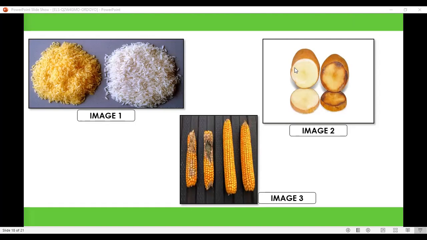Ma'am, for image one, I think the GMO is the golden rice, while the white rice is the naturally grown rice. Okay. Very good. Thank you, ma'am. The GMO is the golden rice, while non-GMO is the white rice.